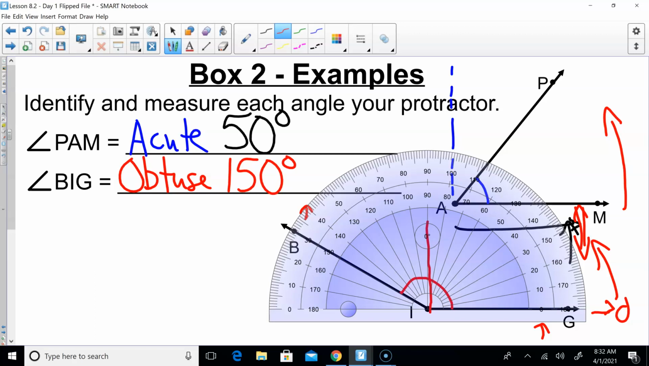So you can pause the video right now and just get an idea of what these angles are and how to use a protractor. Maybe you can hold it up to the screen and see if you're getting the same measurements that I'm getting.